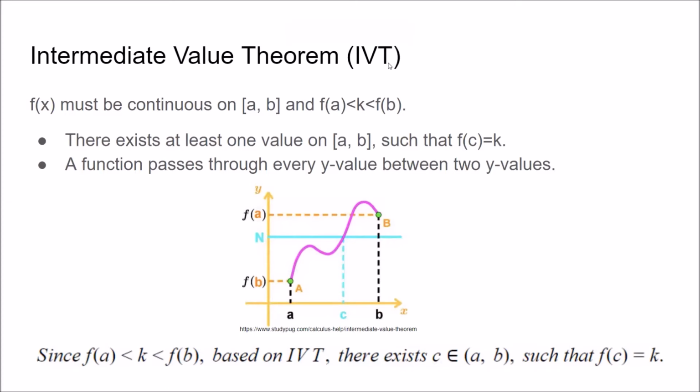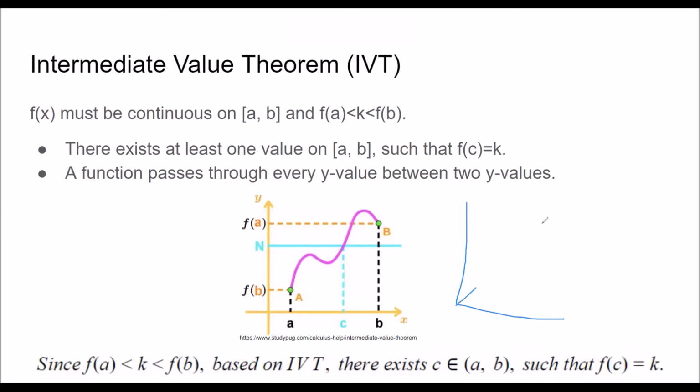To put this in simpler terms, I'll give you an example. Let's say that there's a graph like this. This is going to be the continuous function here. Let's just say that's x. Let's say this y value is 3, and let's say this y value is 5.